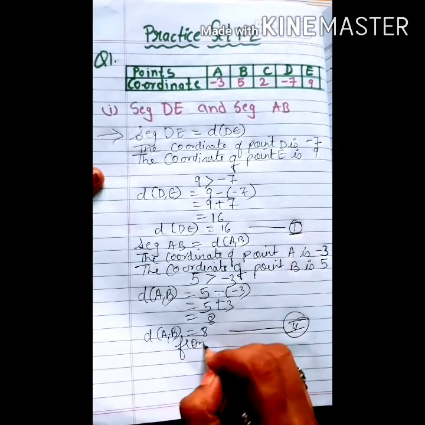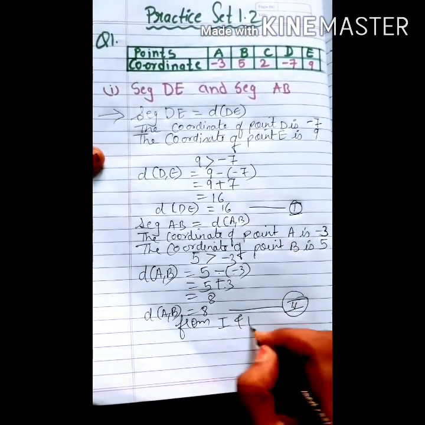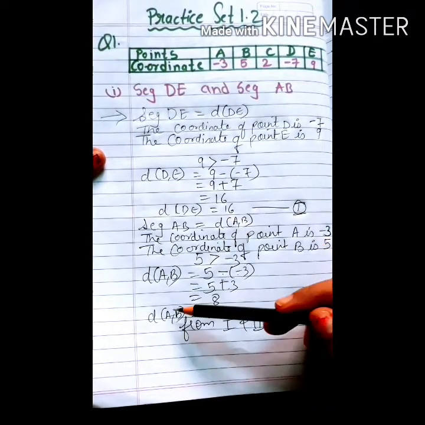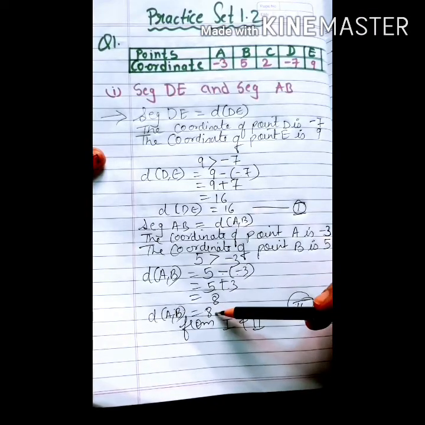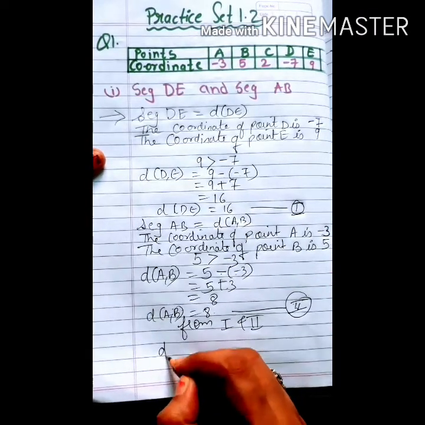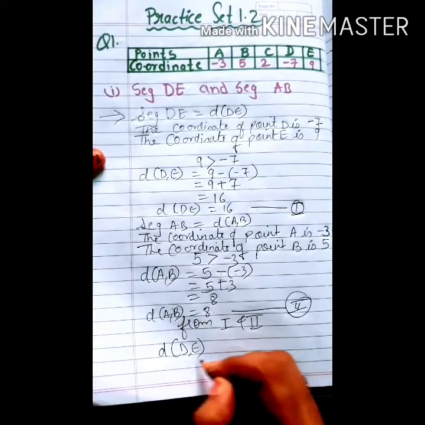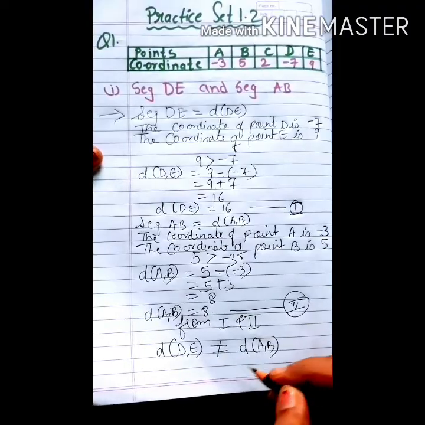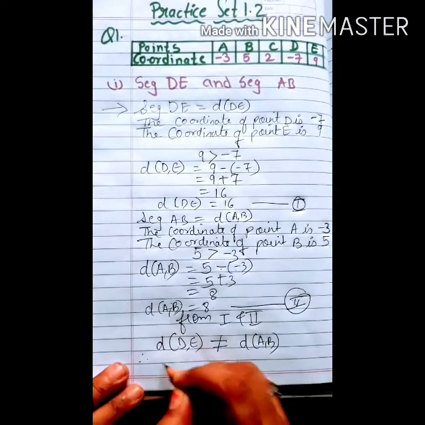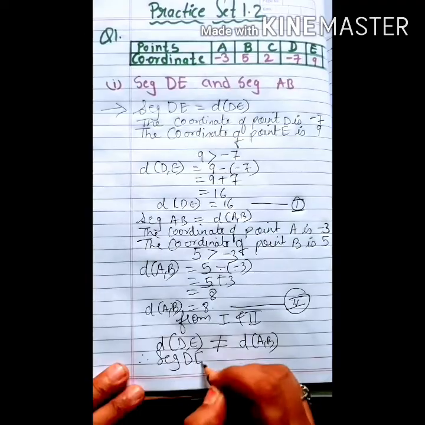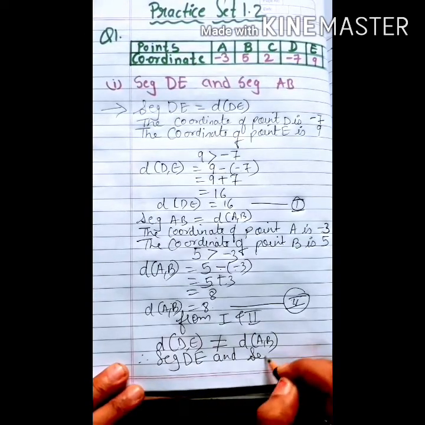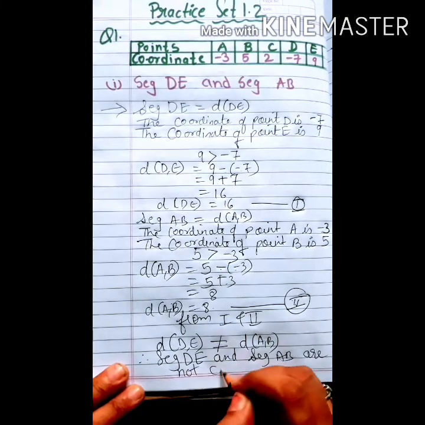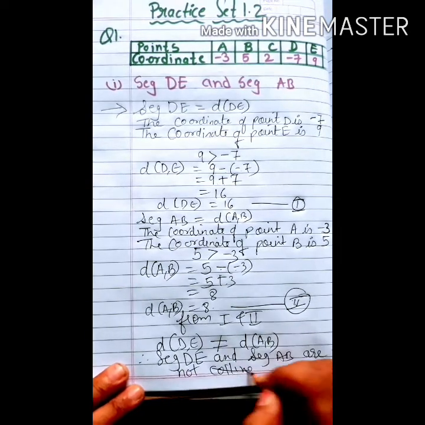From first and second, distance of DE is given 16. Distance between the points A and B is given 8. So distance of DE is not equal to distance between the points AB. So here we can say segment DE and segment AB are not congruent.